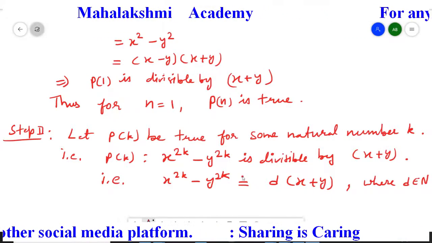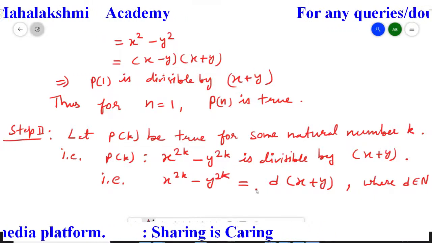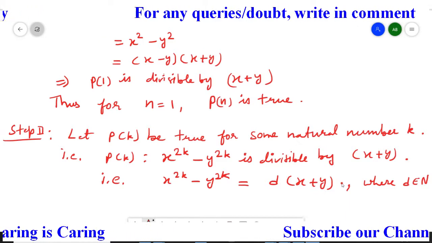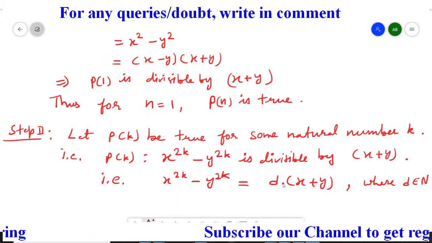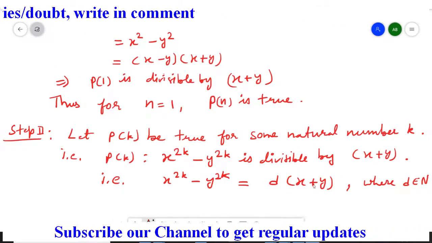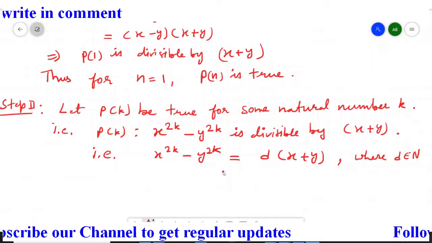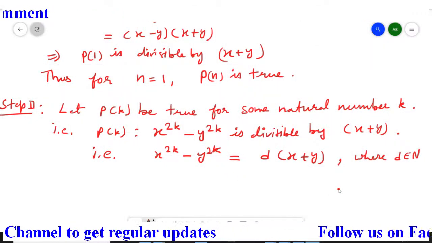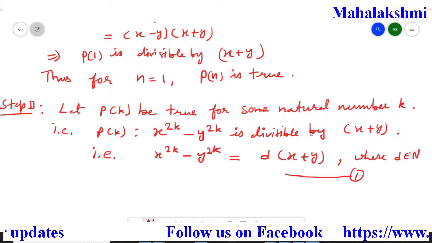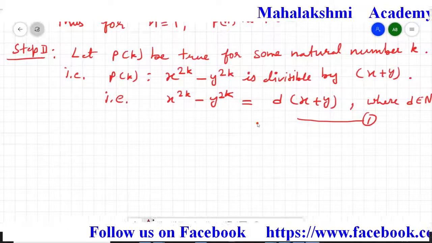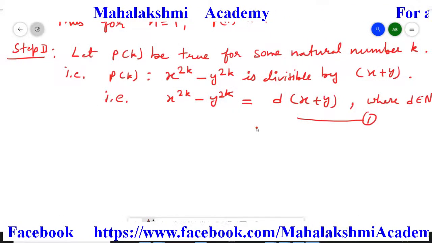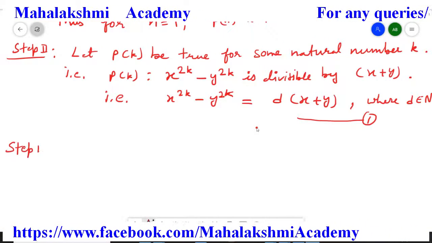So students, if any number is divisible, then by division rule, dividend is equal to quotient multiplied by divisor plus remainder. Remainder is 0 because it's divisible. So d we assumed as the quotient and this is our divisor. So I applied here the division rule. Now we will call this equation 1 because in step 3rd we will use it. Now we are moving to the 3rd step of principle of mathematical induction. In that we have to show Pk plus 1 is true. So we write here step 3rd.